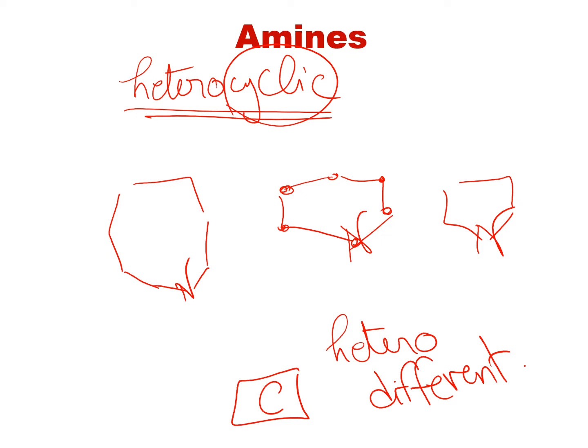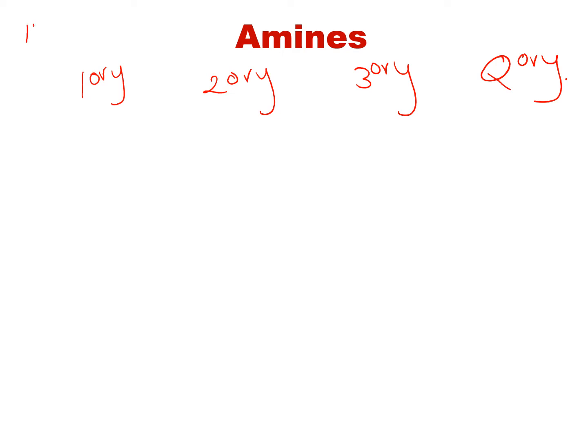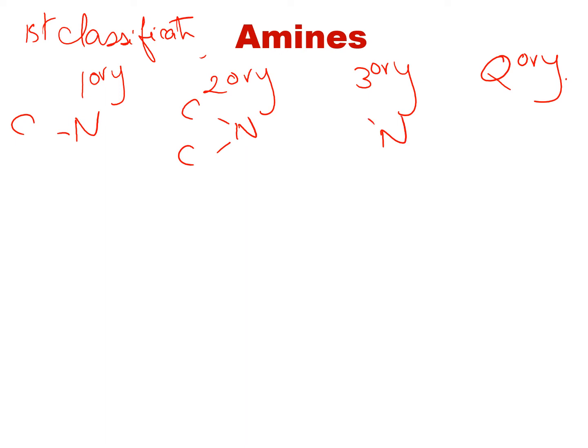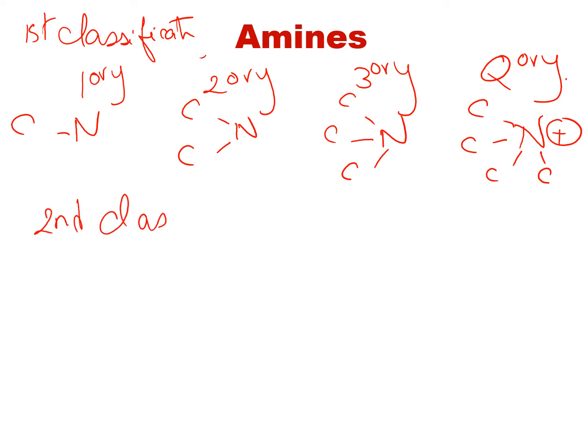So let's look back at the classifications. We had two types of classifications. The first was the primary, secondary, tertiary, and quaternary amines. This is the first classification, where the primary had the nitrogen attached to one carbon, the secondary had the nitrogen attached to 2 carbons, the tertiary had the nitrogen attached to 3 carbons, and the quaternary, the nitrogen was attached to 4 carbons and was carrying a positive charge.